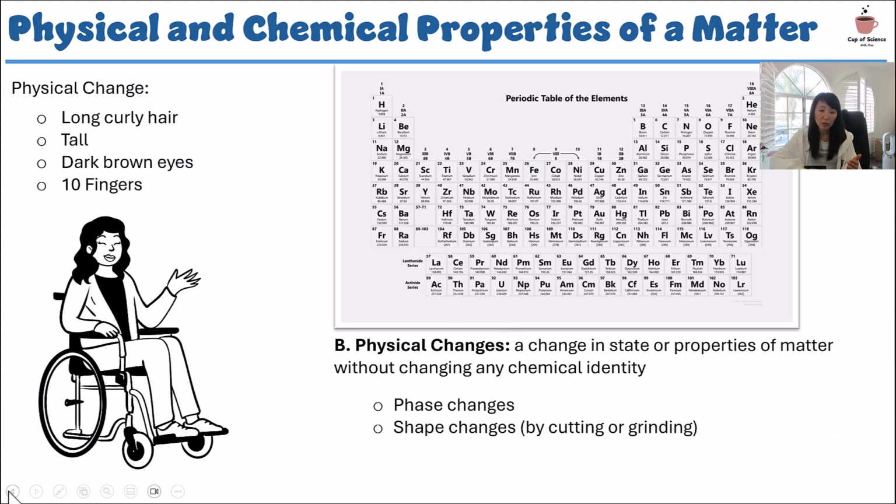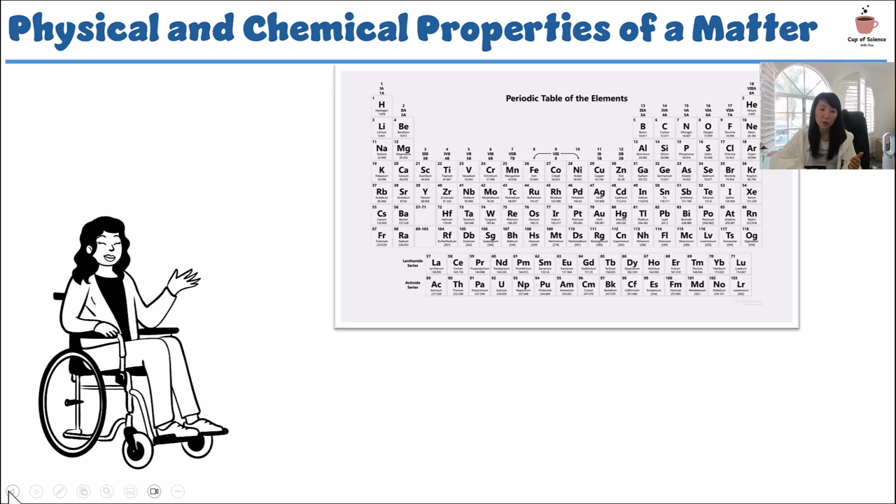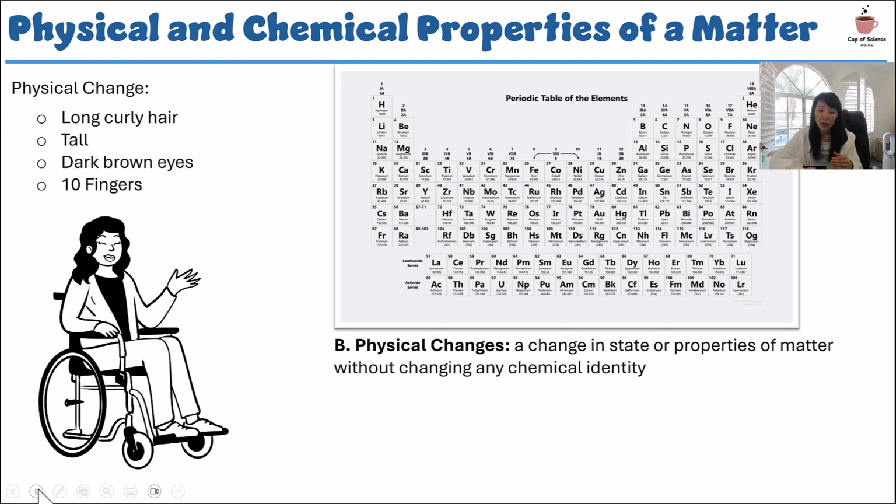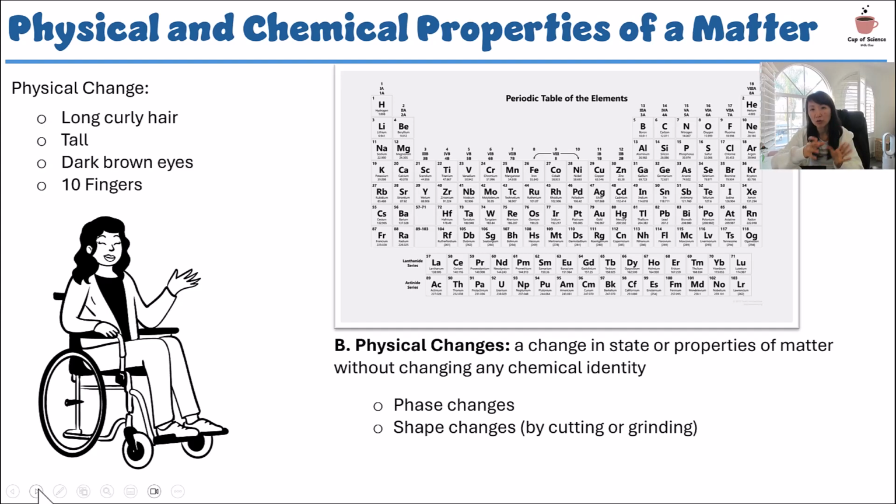To summarize, going back to the physical property, a physical property is what you see, what that physical characteristic of an element will be, whereas a physical change is when there is a shape change or a phase change. It still stays intact as that particular matter, but it just looks different.